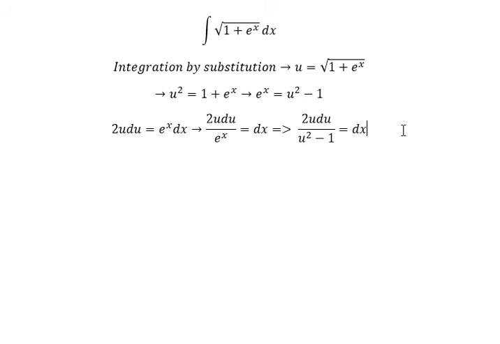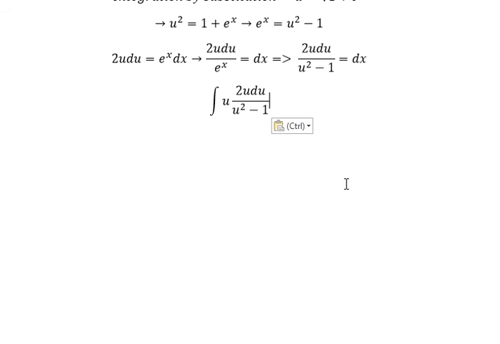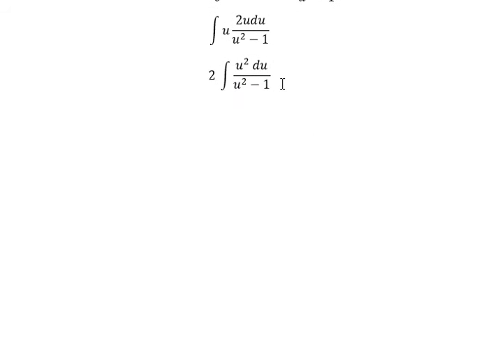Now we need to change the integral. The square root is u, and the ds is this one. We put the number 2 outside the integral. So we get u squared du, and we have u squared minus 1. Next, we put negative 1, then we need to add 1 in here.